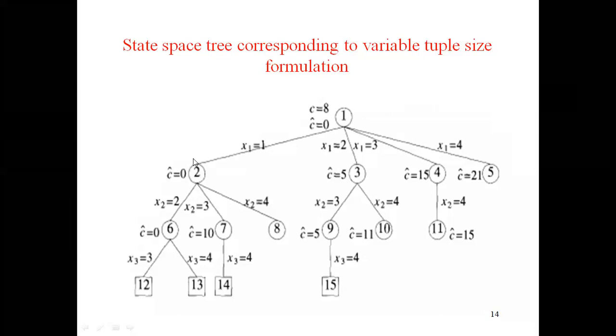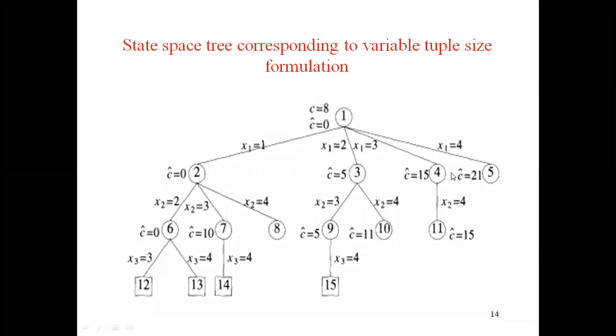So the cases are represented on the edges, that is x1 equal to 1, x1 equal to 2, x1 equal to 3, and x1 equal to 4. In the job sequencing problem, we consider 4 jobs. That is why we have taken the x1 value as either 1 or 2 or 3 or 4. You got the 4 nodes.